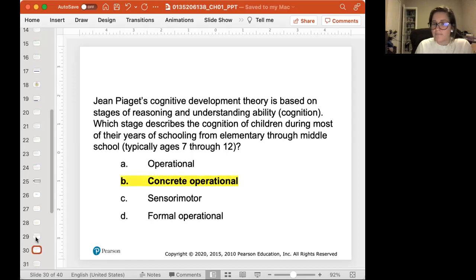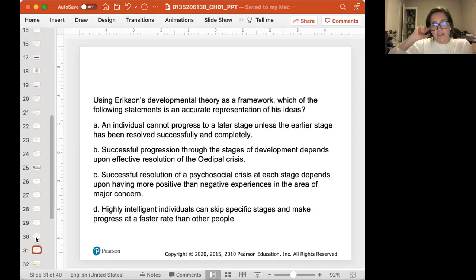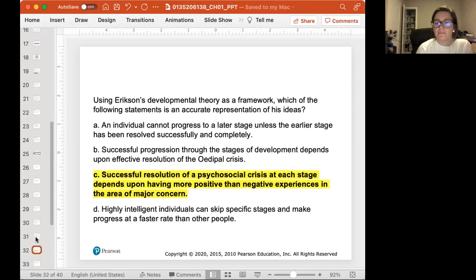B, concrete operational. Using Erikson's developmental theory as a framework, which of the following statements is an accurate representation of his ideas? Is it A, an individual cannot progress to a later stage unless the earlier stage has been resolved successfully and completely? B, successful progression through the stages of development depends upon effective resolution of the Oedipal crisis. C, successful resolution of a psychosocial crisis at each stage depends upon having more positive than negative experiences in the area of major concern. Or D, highly intelligent individuals can skip specific stages and make progress at a faster rate than other people. A, B, C, or D? C.